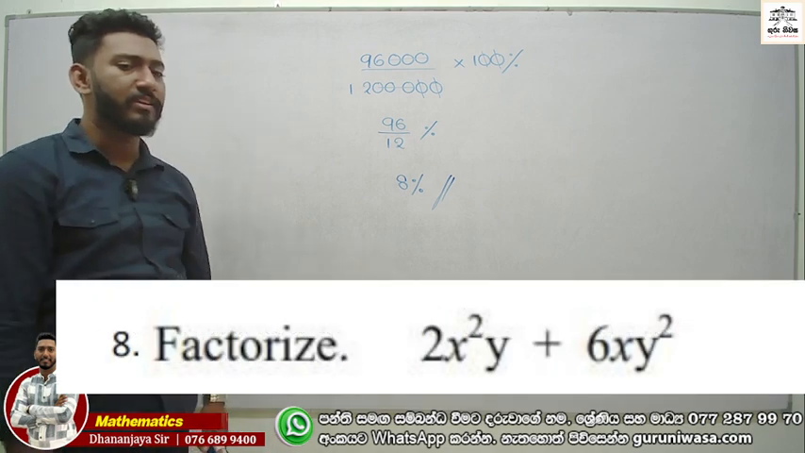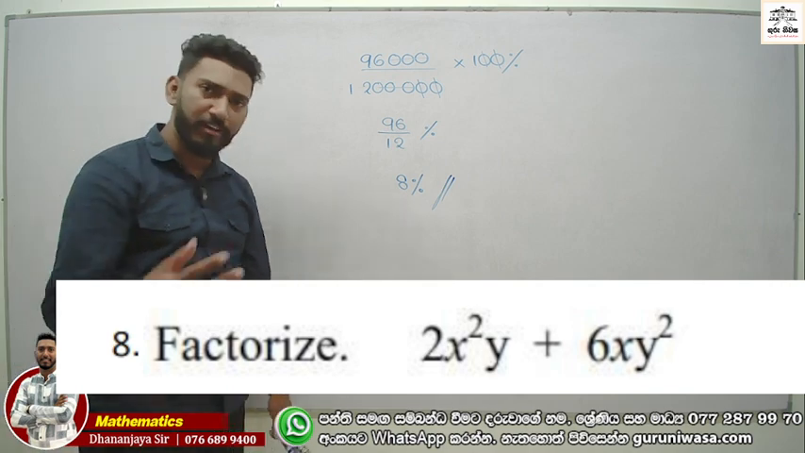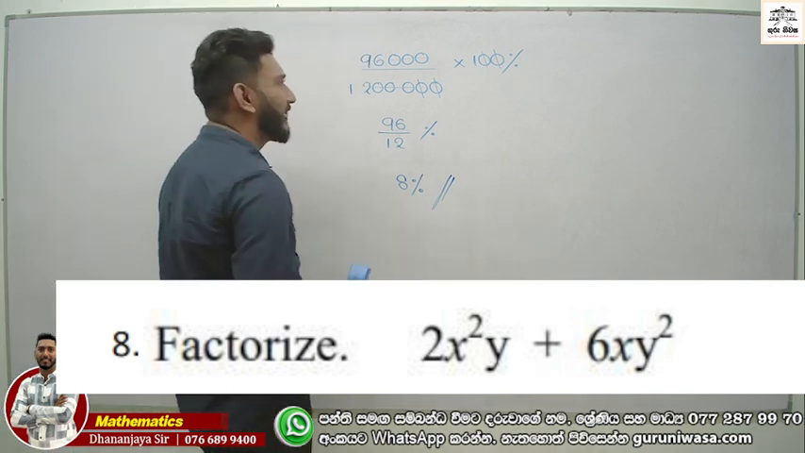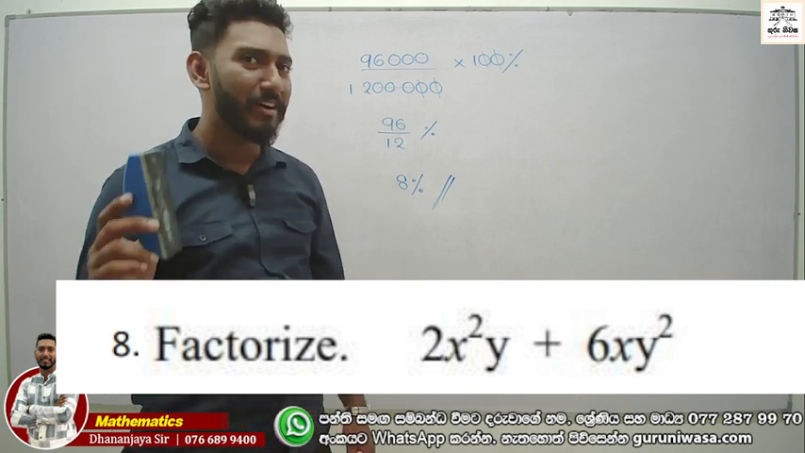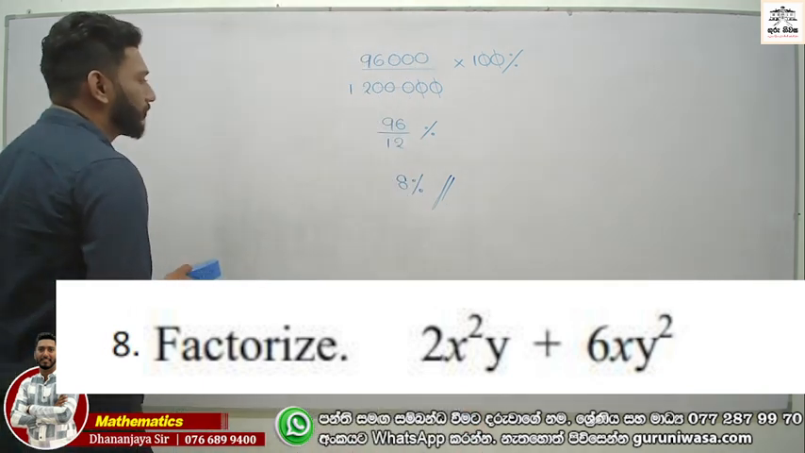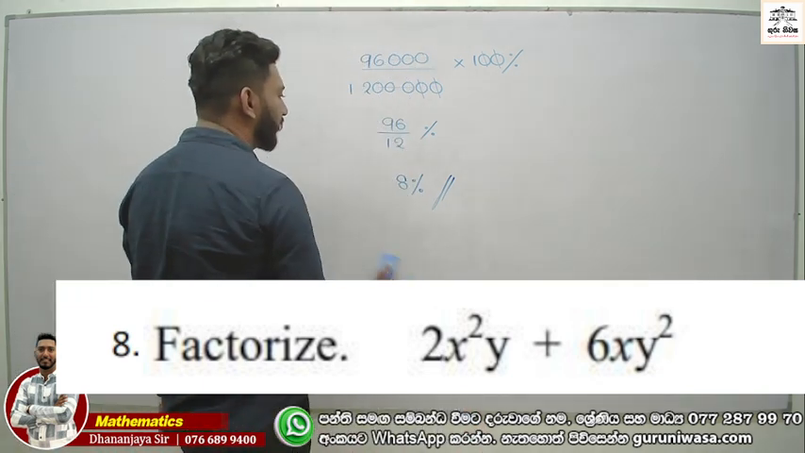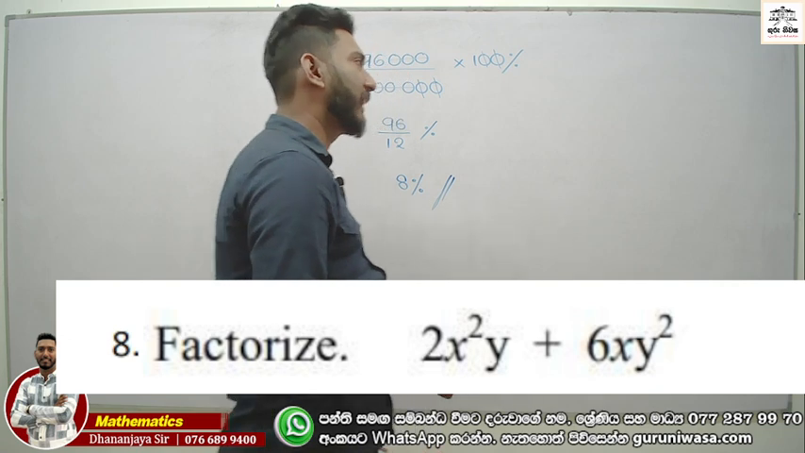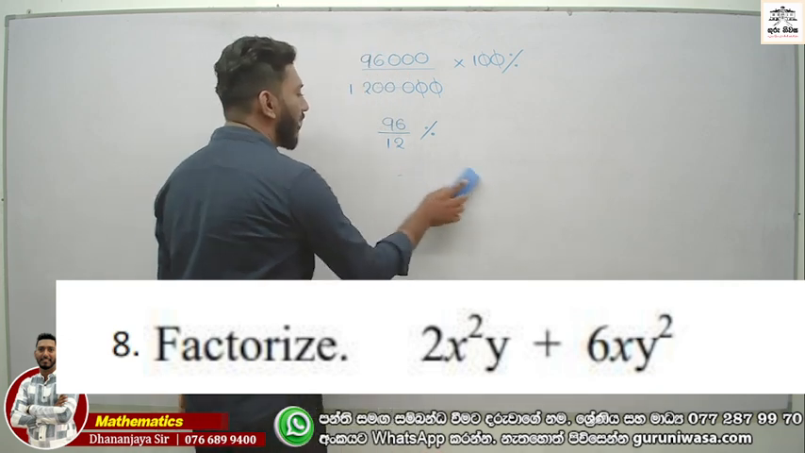Question number 8, factorize. Just factorize. The short questions are like part 1. There are 20 questions in a paper, and in the term test again only 20 questions. There are 40 marks.